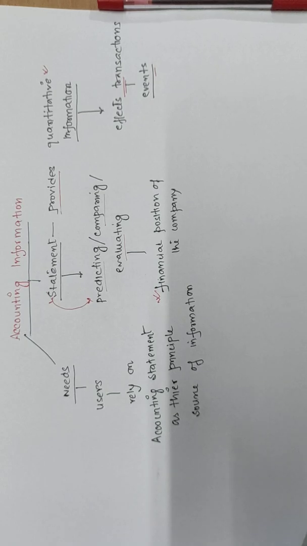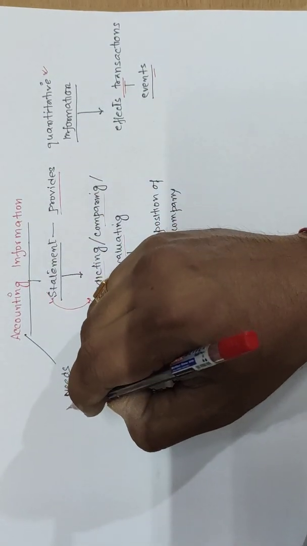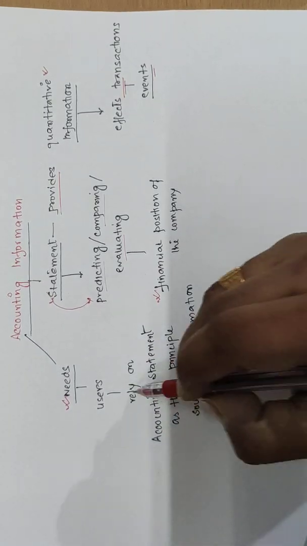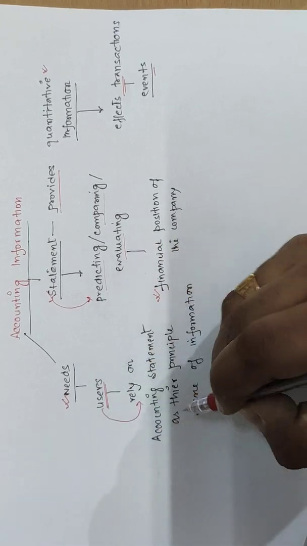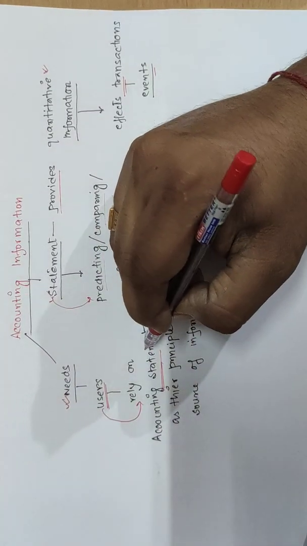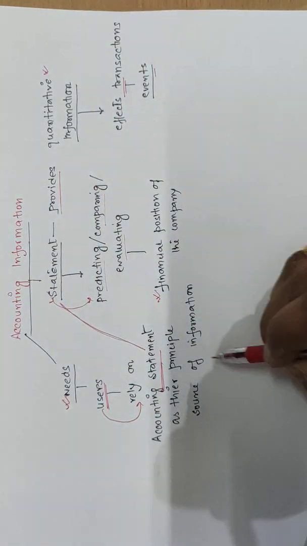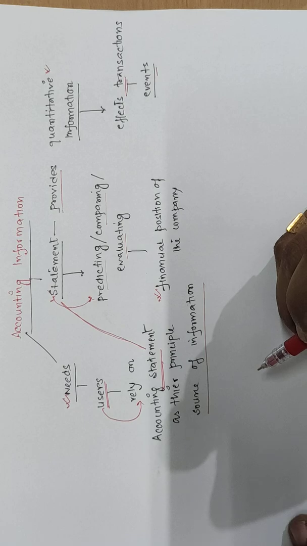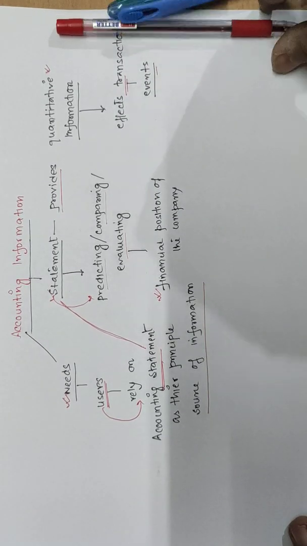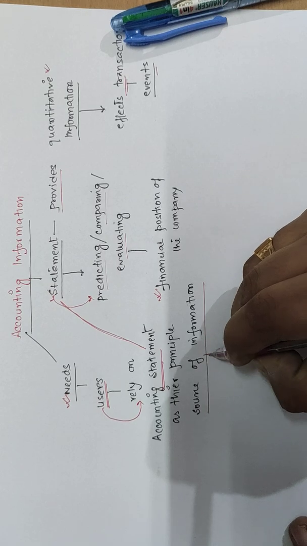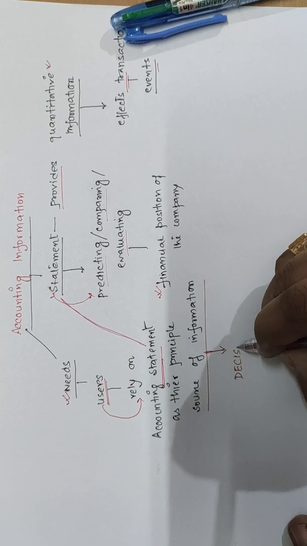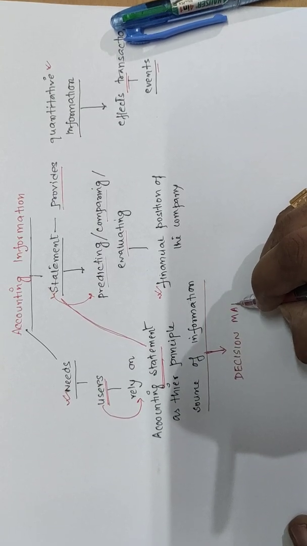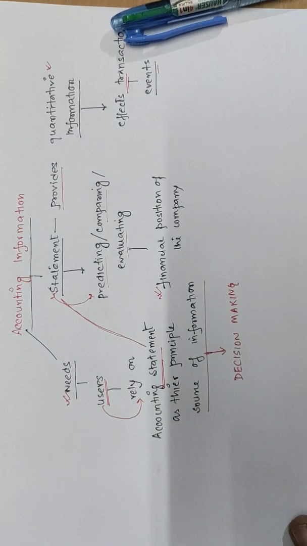Accounting information caters to the needs of the users. Why users? Because they rely on the statement as a source of information. And this information, I'm writing it in capital red letters, helps in decision making.